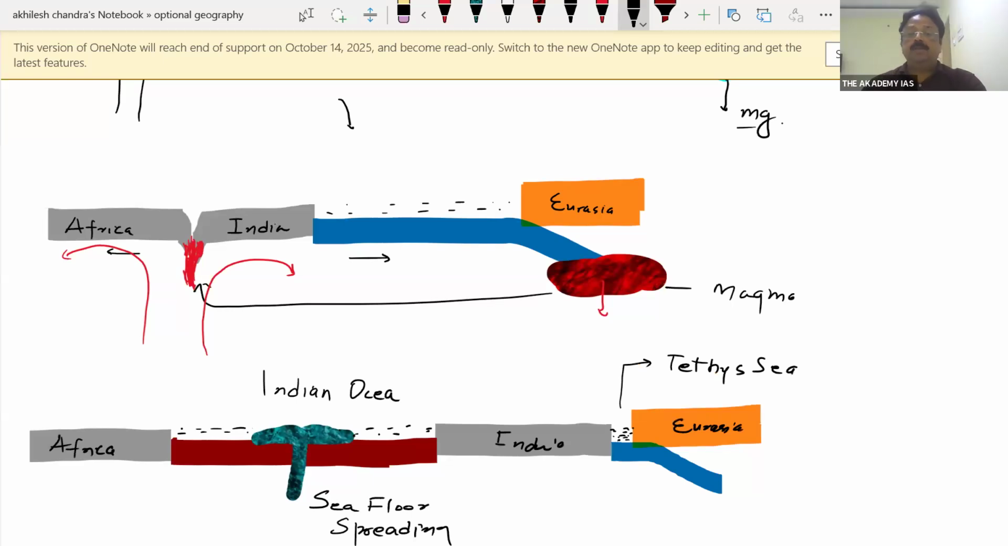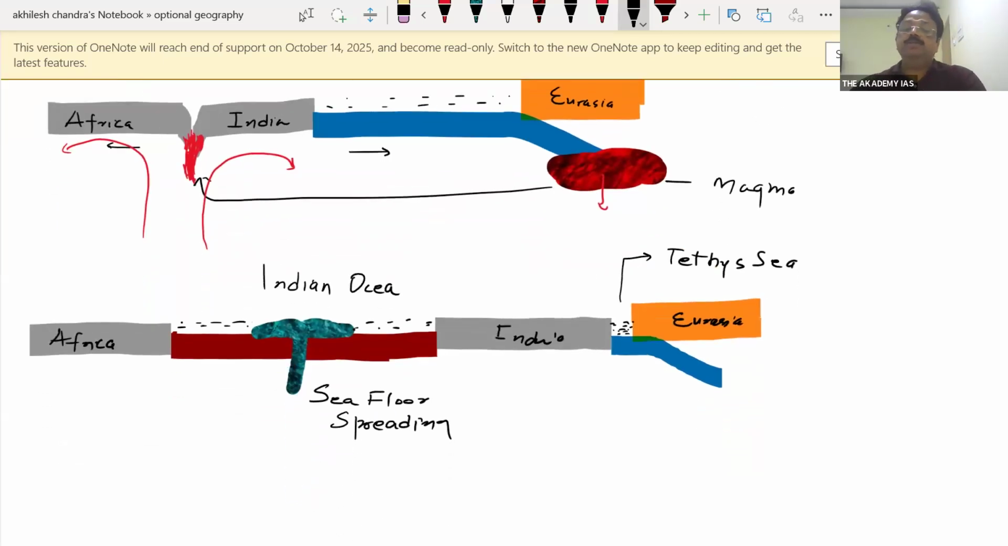And ultimately what happened? India and Eurasia collided with each other and there was formation of Himalaya because of buckling up of the sediment as well as continent. So Himalaya was formed from the Tethys Sea. Still the Tethys is present. A remnant of Tethys Sea is present north to the Africa. But where is the sea floor spreading taking place? In case of Indian Ocean.